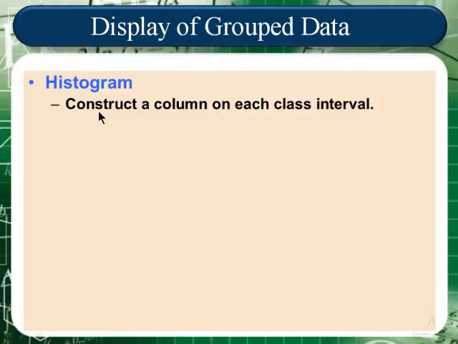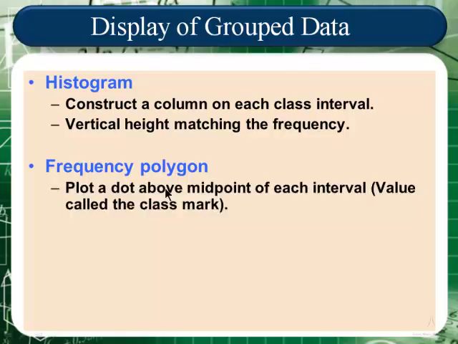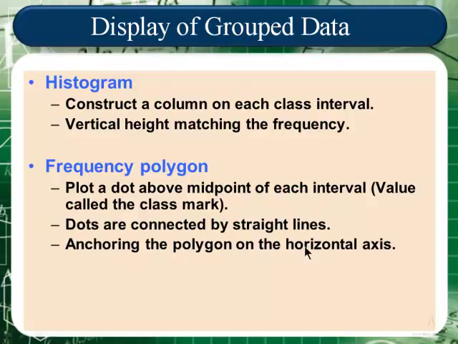Let us look at the display of group data. Group data can be displayed by means of a histogram, and to construct a histogram we construct a column on each class interval. The vertical height of the column matches the frequency of the class, and we can also display it by means of a frequency polygon by plotting a dot above the midpoint of each interval. This particular location is the value of the class mark. The dots are connected by straight lines and anchored on the horizontal axis on the left and the right.